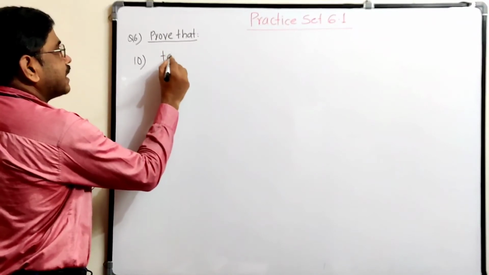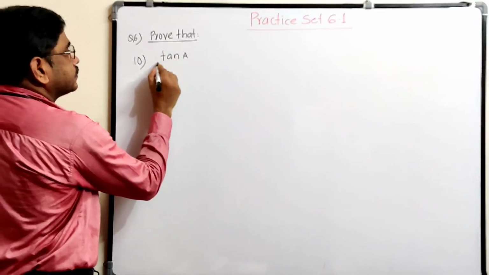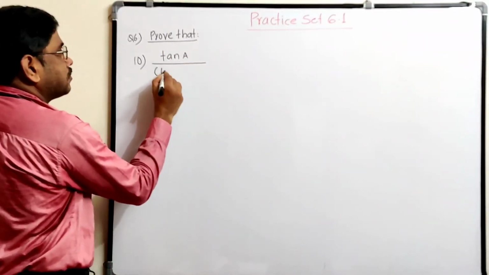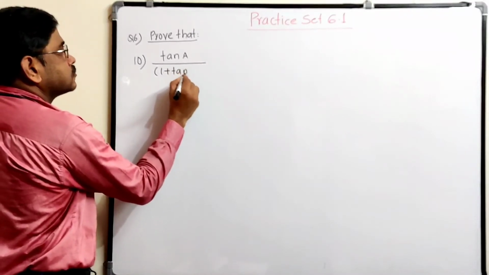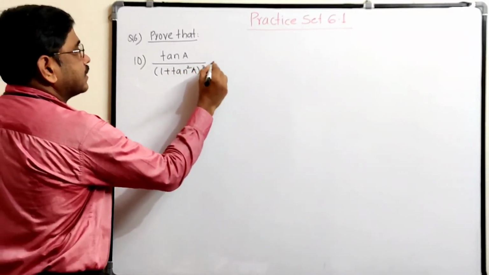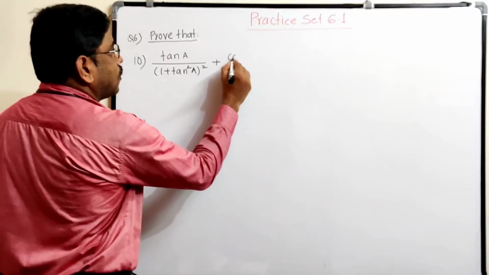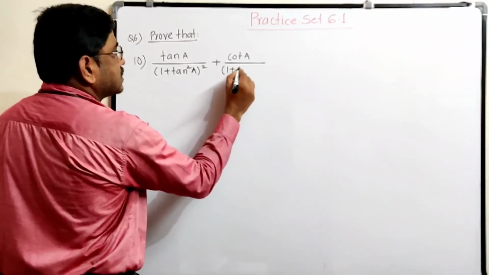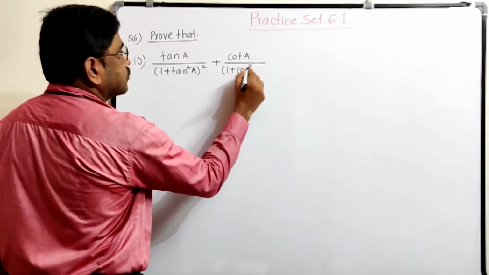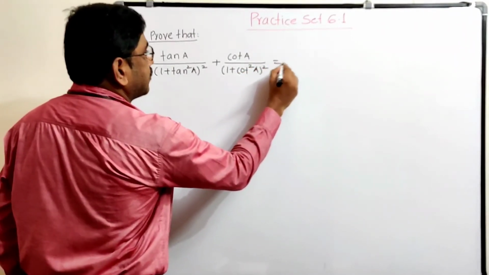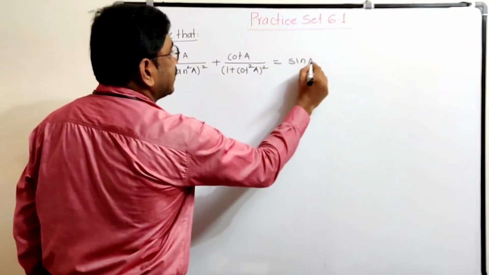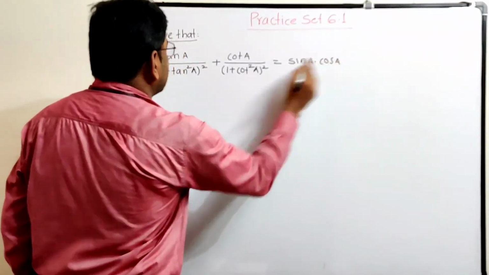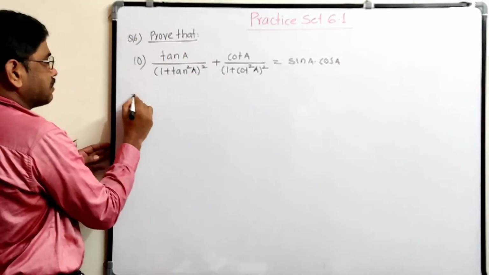What is given? Tan A divided by 1 plus tan square A, bracket square, plus cot A divided by 1 plus cot square A, bracket square, is equal to what do I have to prove? Sin A into cos A. So left hand side लिया. Left hand side को simplify करते जाओ.